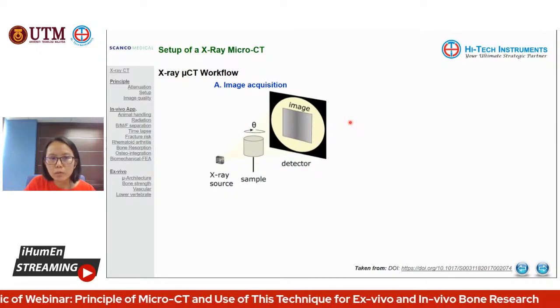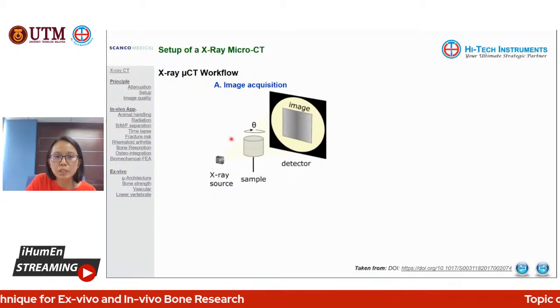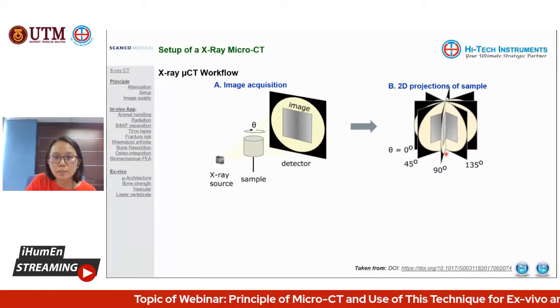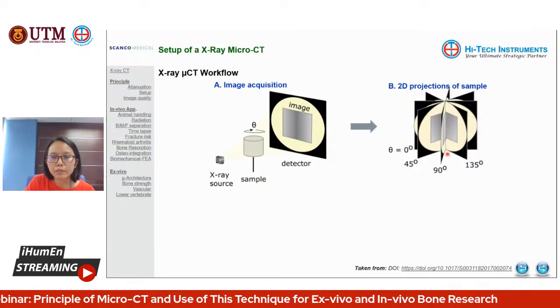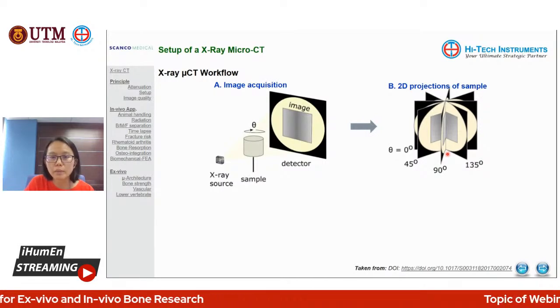So the overall workflow of X-ray MicroCT: I have discussed the X-ray source, the sample rotation, and the image that you can capture. I've also discussed the importance of the angular steps. If we require good image quality, we should select the setting that gives the highest number of angular steps, so that more data is captured.